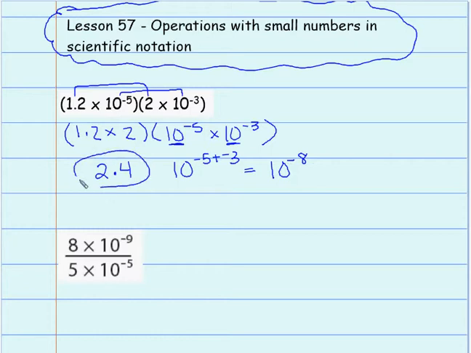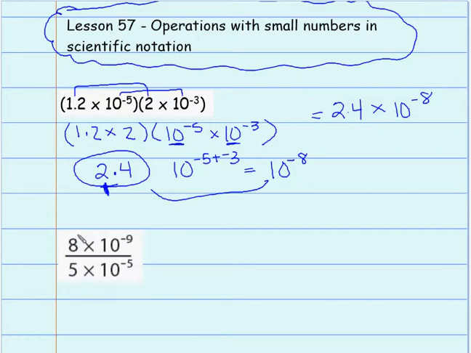My coefficient here, my decimal number, is in proper form. It has one digit in front of the decimal. So I can just put these two parts together and get 2.4 times 10 to the negative 8th. Okay, let's do a division problem.